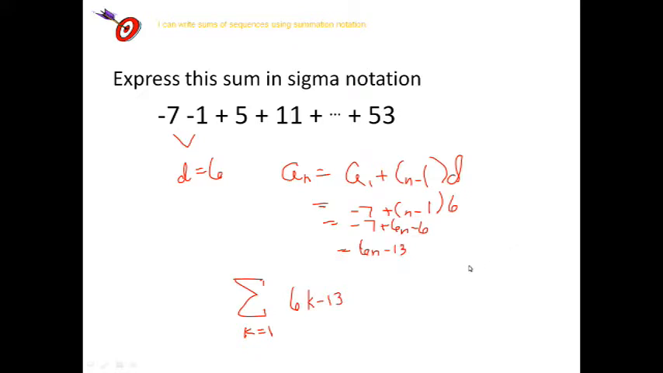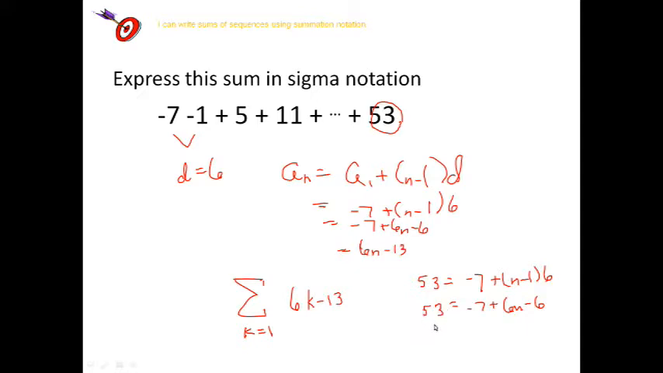If you notice here, the one thing we don't know is what term number this is. So in order to find the term number, k, you're going to have to use your equation here and solve for it. So I'm going to get 53 equals negative 7 plus n minus 1 times 6 equals negative 7 plus 6n minus 6. And I guess I could have just stuck it in that equation as well.